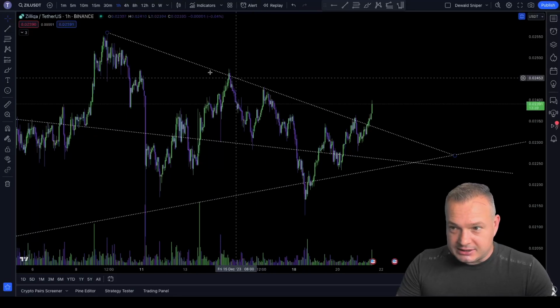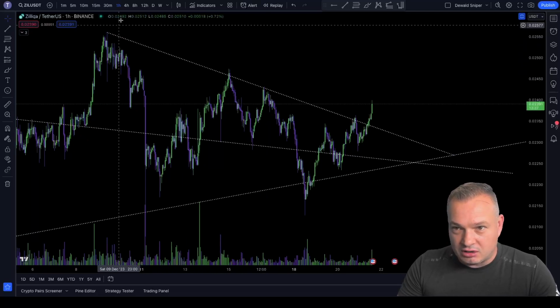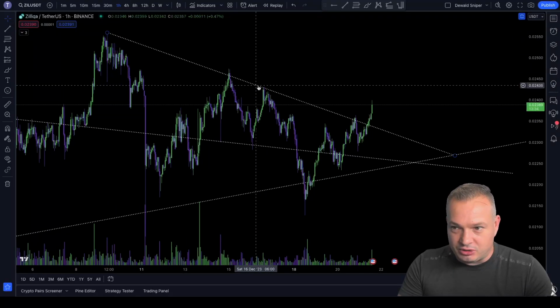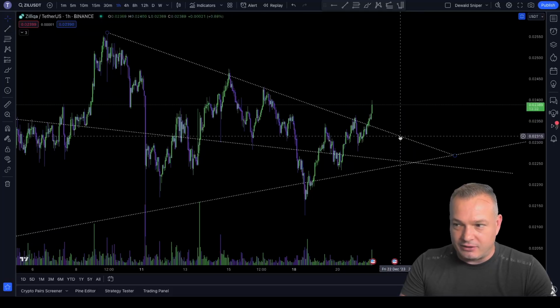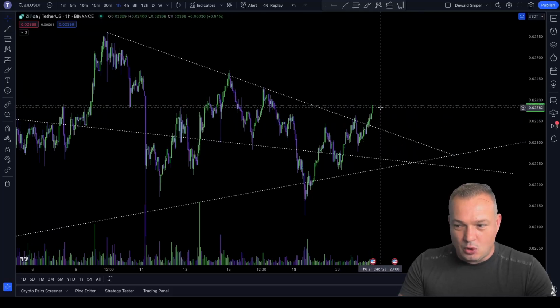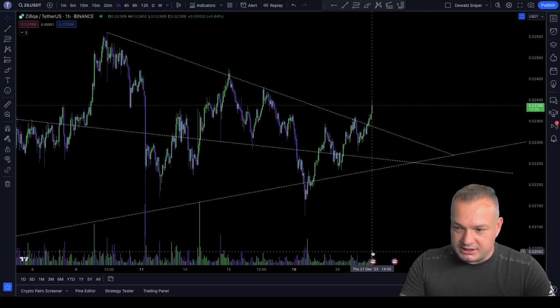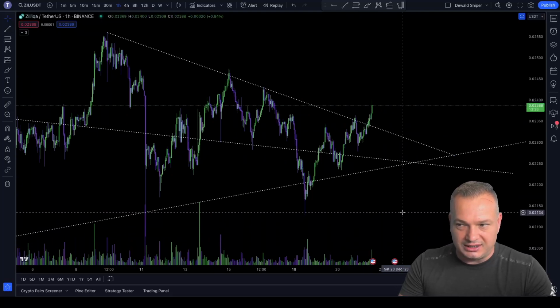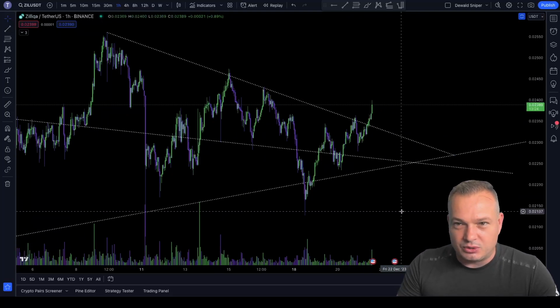Zilliqa, I'm also looking at Zilliqa. I've been tracking this coin for such a long time. I'm here on the 1 hour time frame, and you can see this downsloping trend line that I have over here finally breaking through. Will this momentum hold? And I also see some nice green volume starting to kick in. So just keeping an eye on these coins.